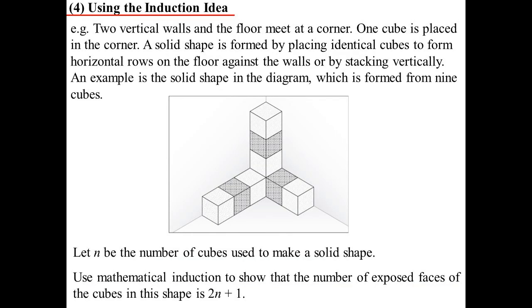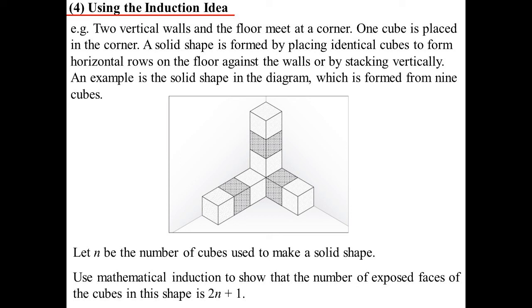Now we move on to just using the idea of induction, with things that are a little bit different. So look at this. We've got 2 vertical walls and the floor meet at a corner, as happens in most rooms. We can look at that corner. Oh, look at that. 2 walls and a floor. Okay. Then we wish to place cubes this way. So we stack them in the corner or along the edges of the wall. Let n be the number of cubes used to make the shape.